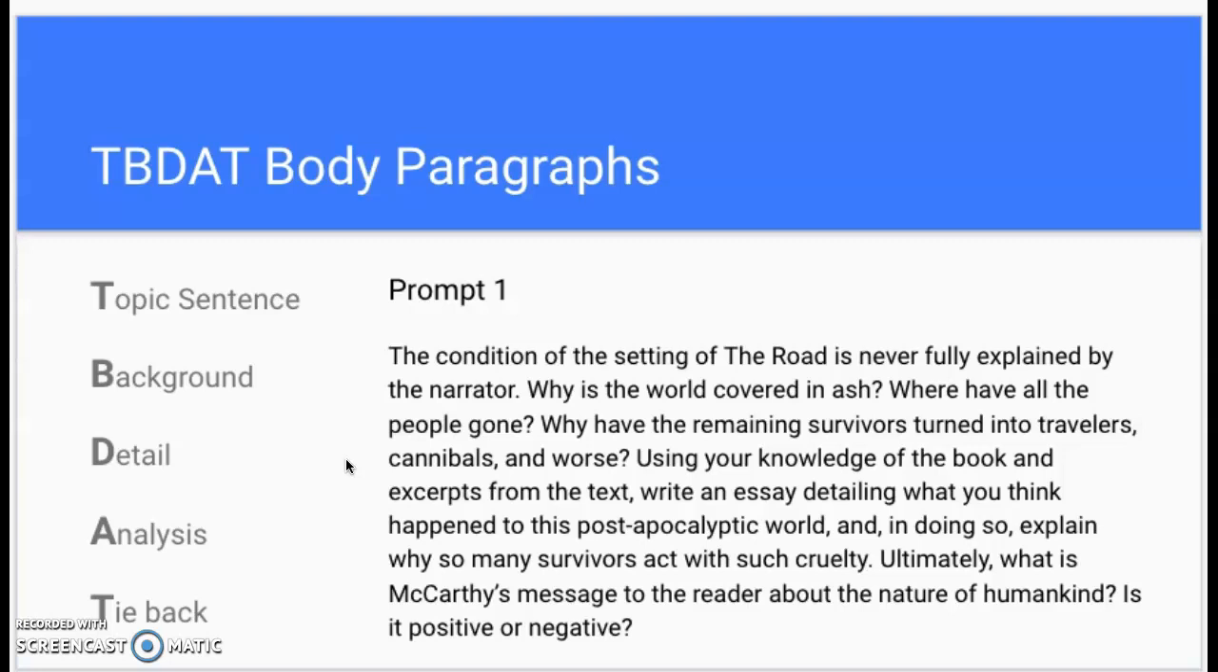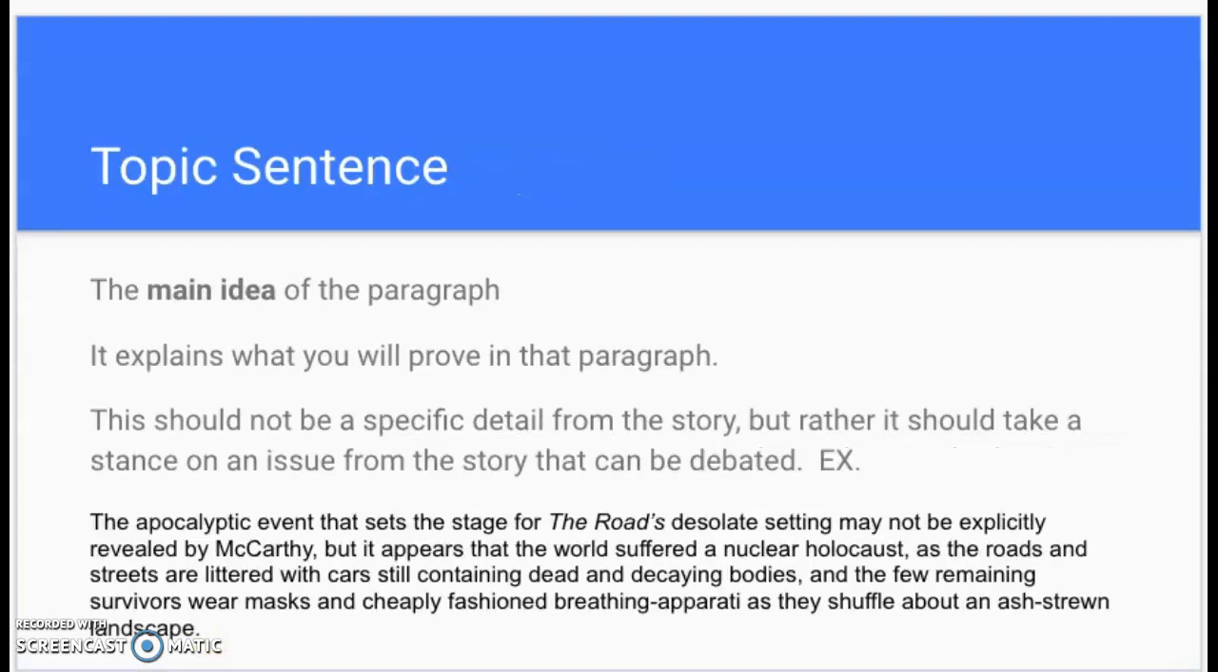A couple weeks ago, you already wrote introductory paragraphs for this prompt. We're now going to be writing a body paragraph for this prompt. The body paragraph formula is as follows. It is TBDAT, or topic sentence, background sentence, detail sentence, which is a quote, analysis sentence, and tieback sentence. So let's look at these in more detail.